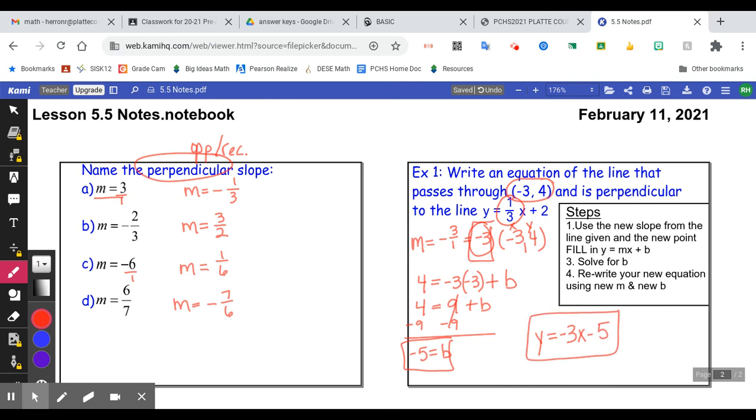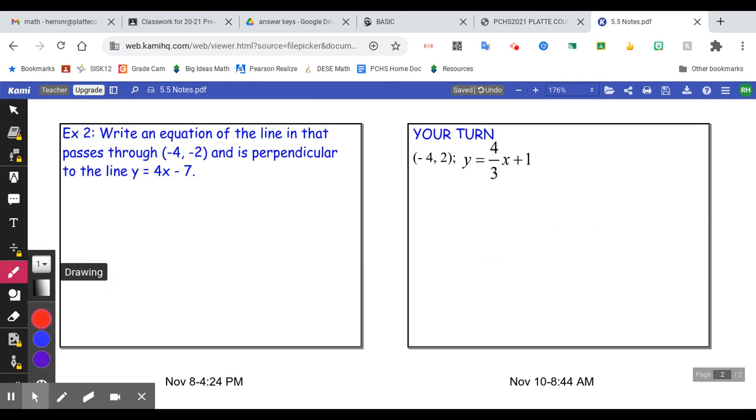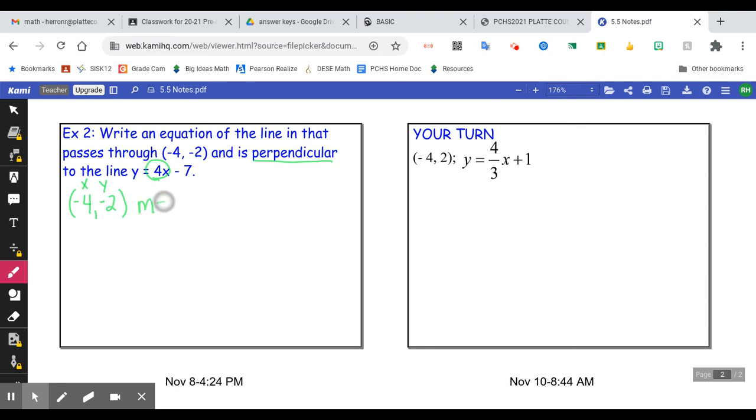Now remember, these are going to look totally different than the one they gave you because the slope is different and the y-intercept is as well. Okay, let's do another one. Opposite reciprocal every time. Okay, so my point they gave me is negative 4, negative 2. Here's my x and my y. This is the slope they gave me. I want it to be perpendicular to that. So my new slope is opposite. Well, this is positive, so mine's negative. And reciprocal. Well, this is 4 over 1, so mine is 1 over 4.